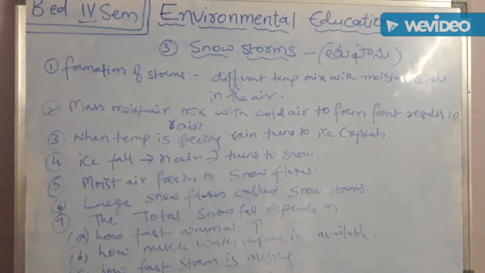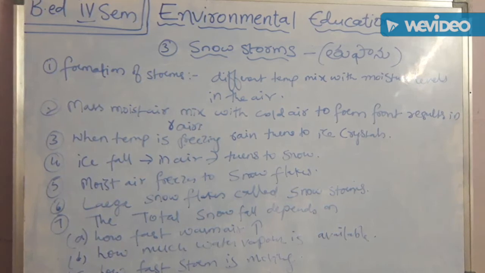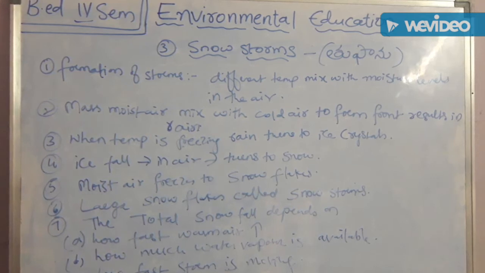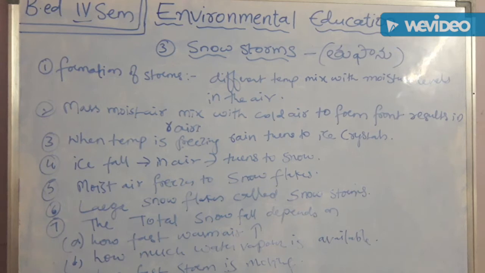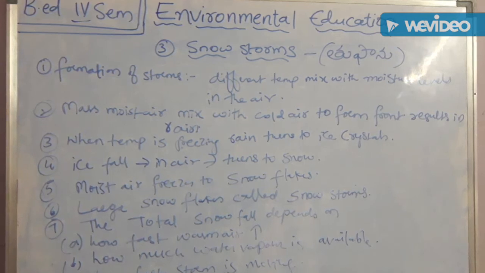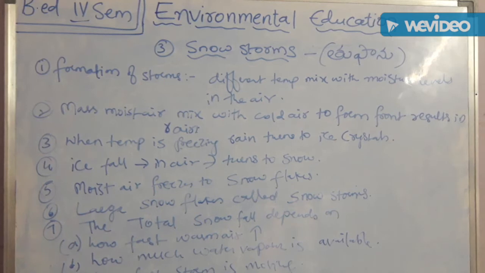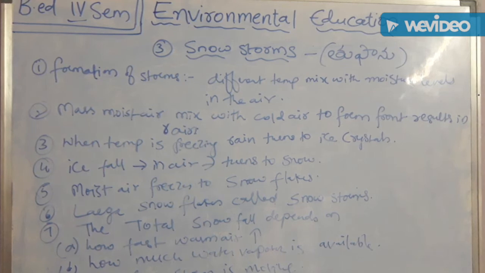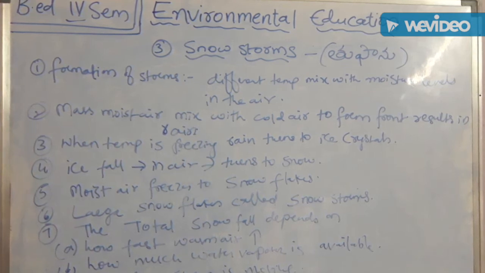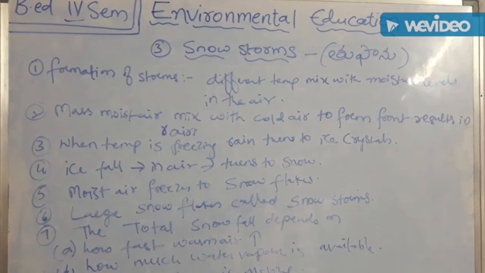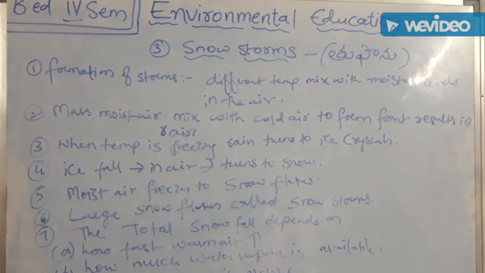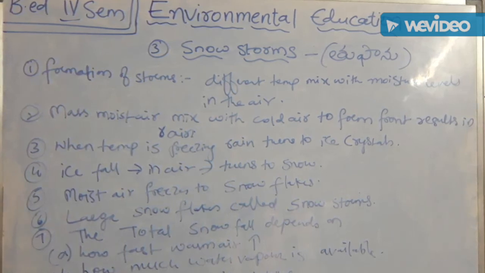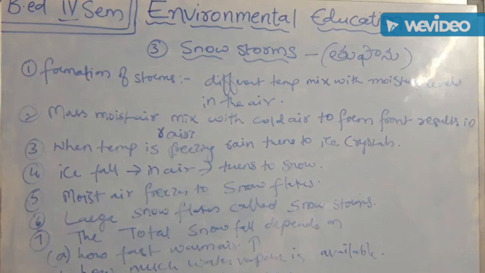So how these are formed is when different temperatures mix with moisture levels. Every day we come across different temperatures, right? These mix with moisture levels, the humidity in the air. Then they form the storms. When moist air mixes with the cold air, then they form a front. This front may turn to rain, and that results in rain, right?